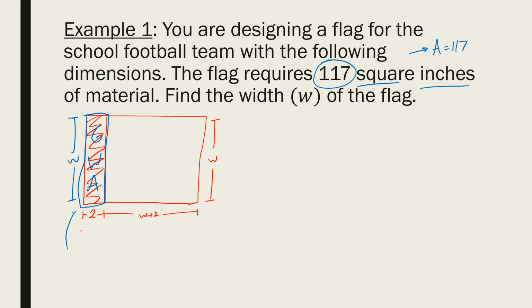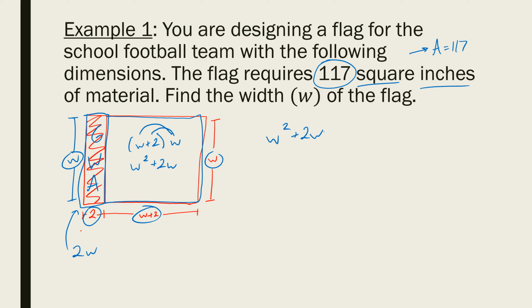So this area is going to be, well, length of 2, width of W, 2W, length times width. Now let's do the area of this square. It is a length of W plus 2 and a width of W. W plus 2 times W. This is distribution, so W squared plus 2W. That's the area of that rectangle. And I know that when I add up these two areas, W squared plus 2W plus 2W, that should be equal to the total area of the flag, 117.